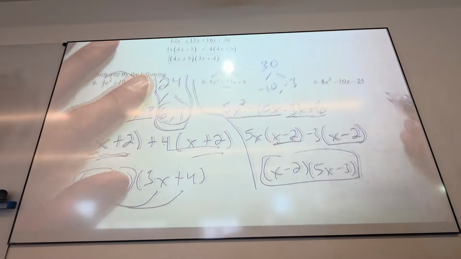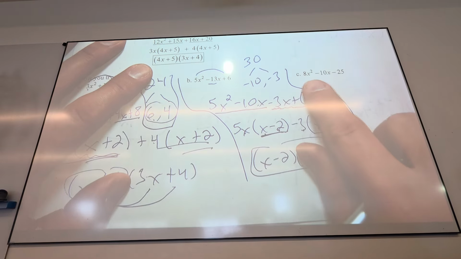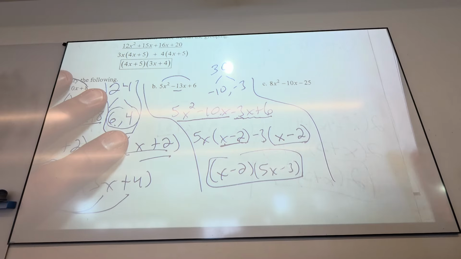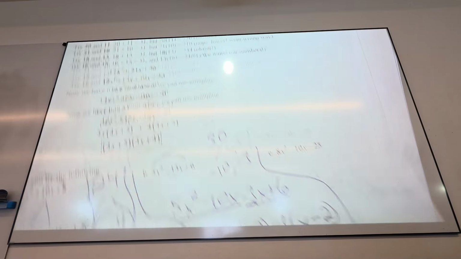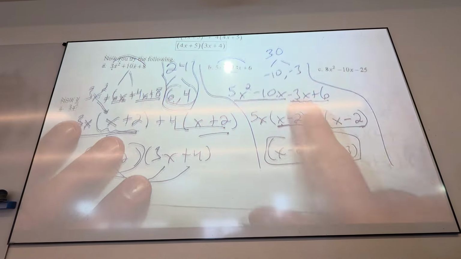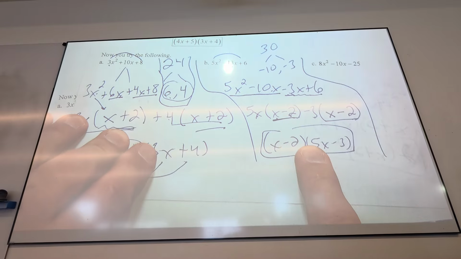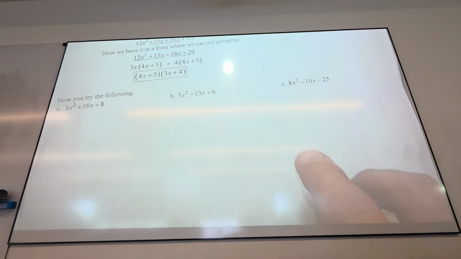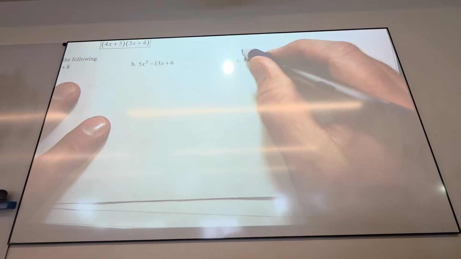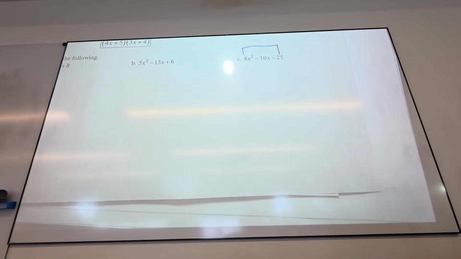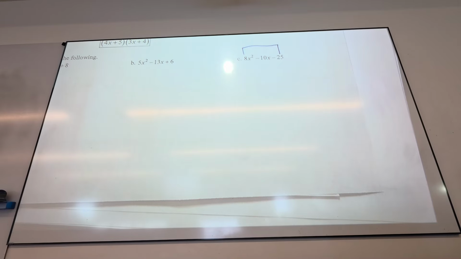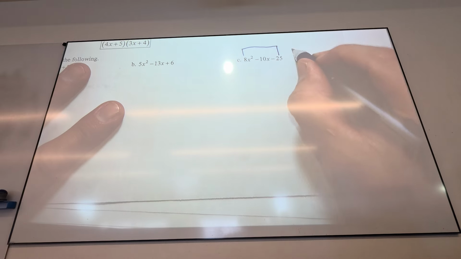And then finally, same thing here. There's no number that comes out of all three. That's too bad. I'm not gonna have enough room. Somebody got this one here? Okay. So when I do 8 times 25, 4 times 25 is 100, so 8 times 25 is 200. Negative 200.